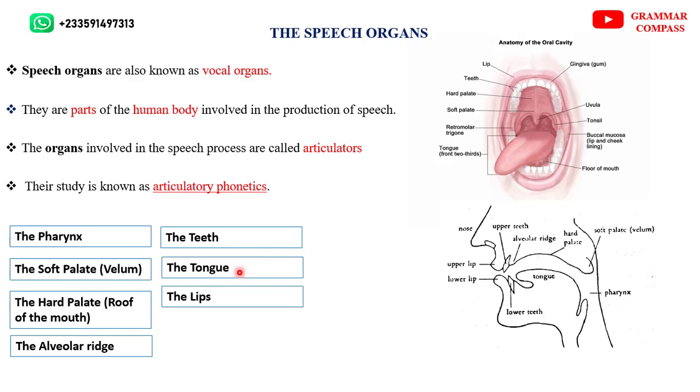The tongue is also actively involved if you want to produce a speech sound. Then we have the lips. They also play a key part in producing a sound. You need all of these working actively in order to be able to produce a speech sound.